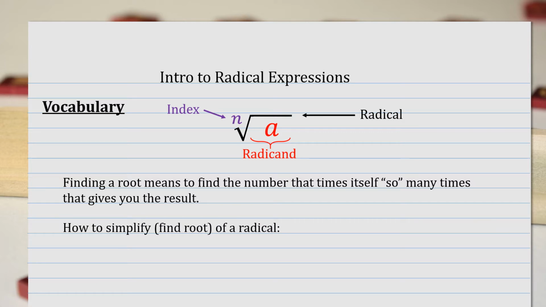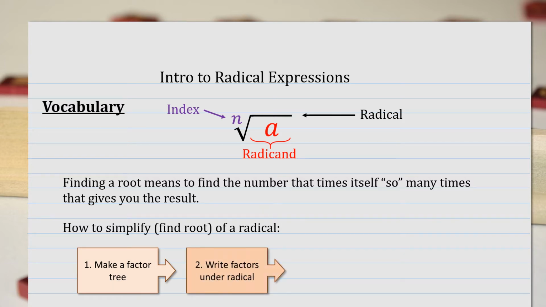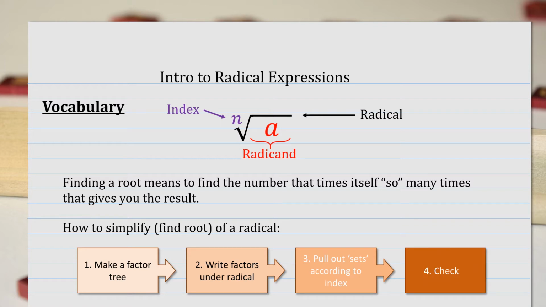So here's how you simplify or find the root of a radical. First, you make a factor tree. Second, you rewrite all the factors under the radical. Third, you pull out sets according to the index. And then last, you check.